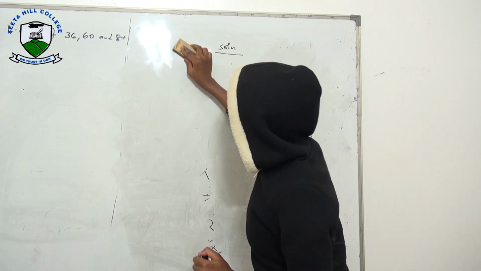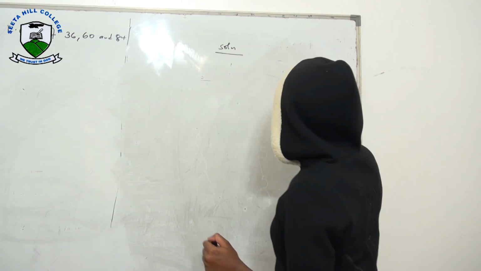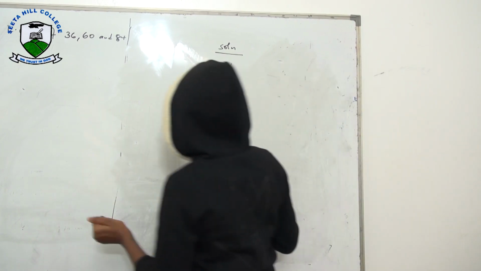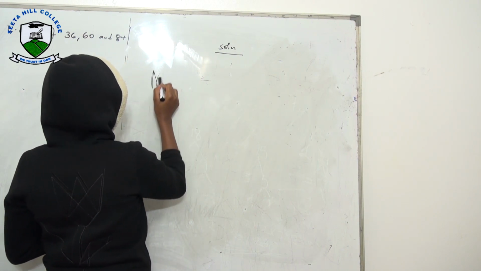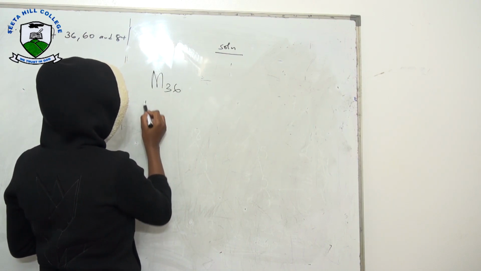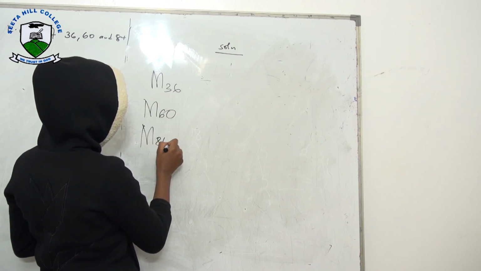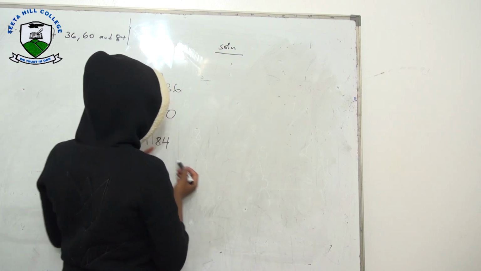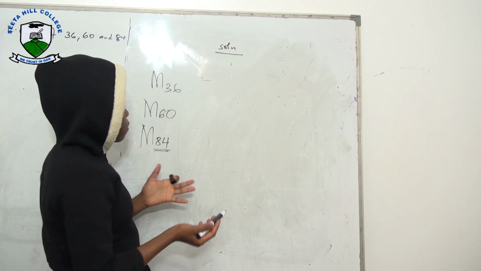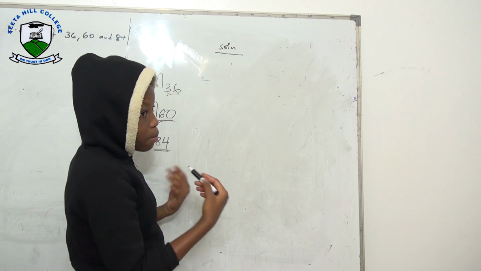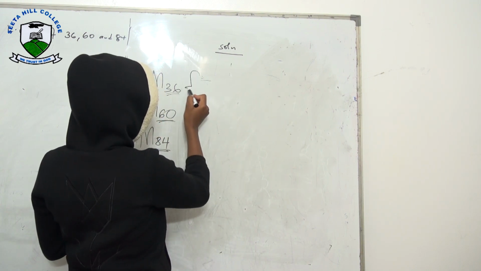So let's go to the LCM. Use the listing method. We're looking for multiples of 36, multiples of 60, and multiples of 80. I'm not going to use a calculator or list them all because this number is too big. I can't list all these factors, and this one as well.